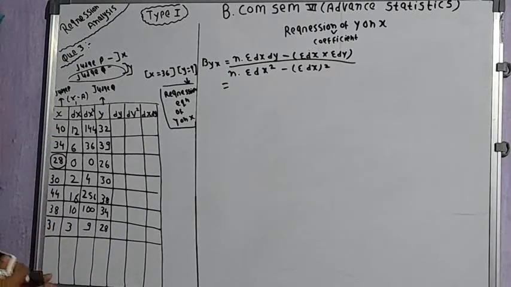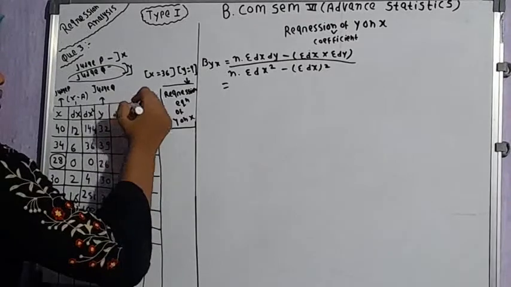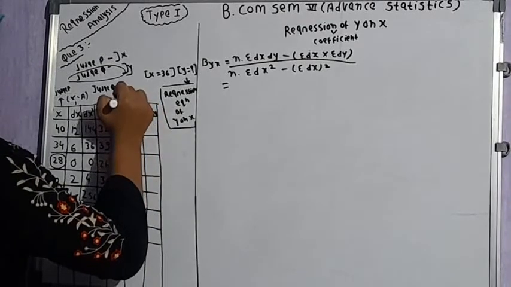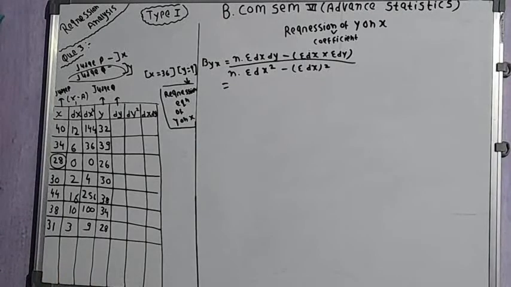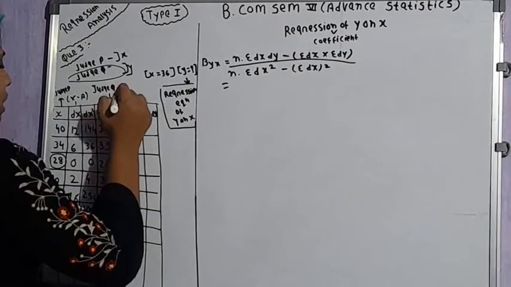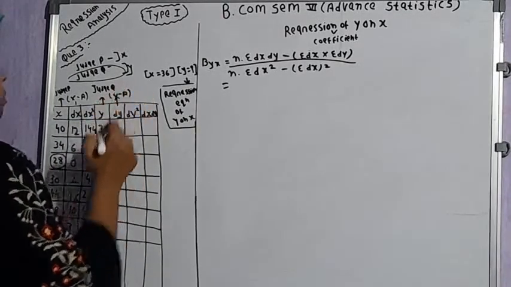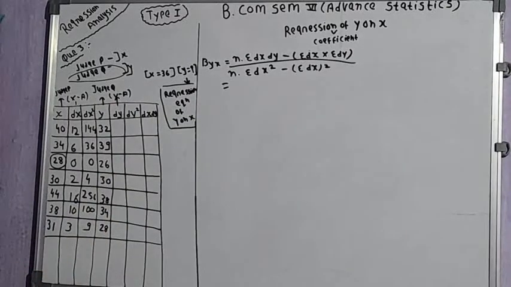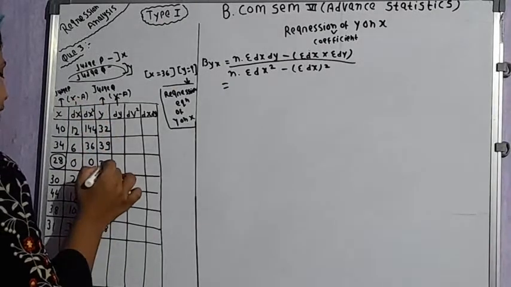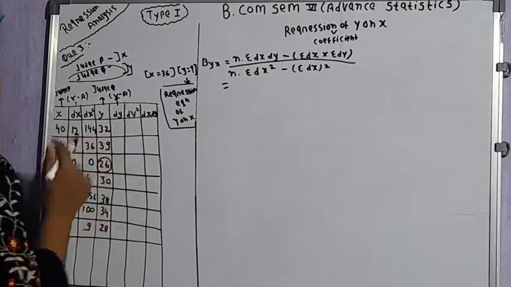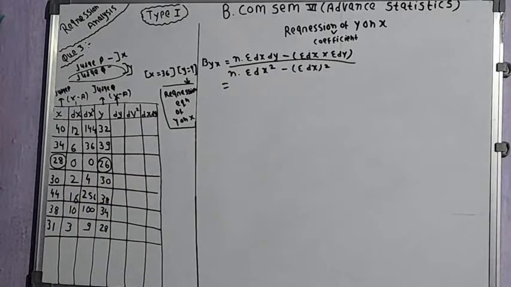Now we have to calculate dy. Dy means deviation from y series. And what is the formula for finding out the deviation from y series? It is y minus a, means given item minus assumed mean. We generally prefer to take the smallest number of the series as assumed mean. So what is the smallest number in series y? 26. So we will consider 26 as our assumed mean.